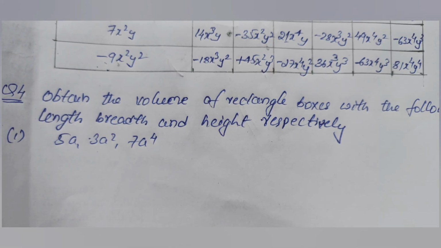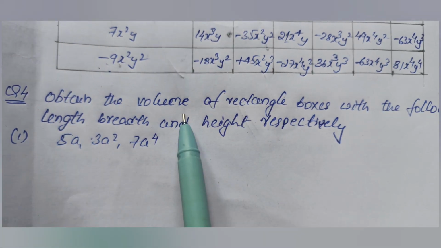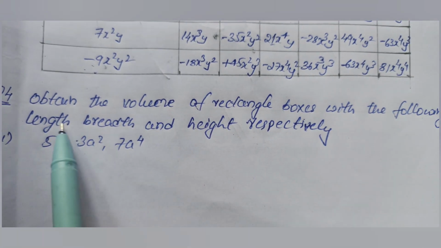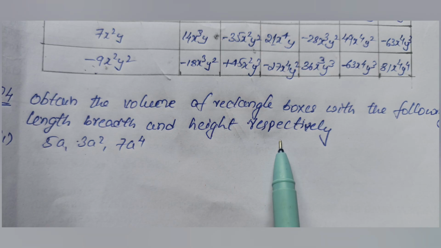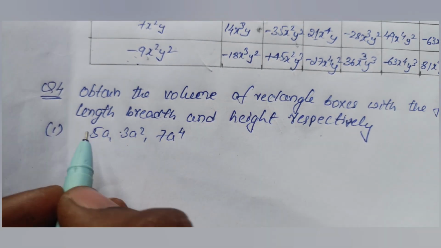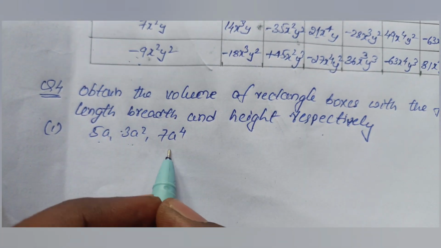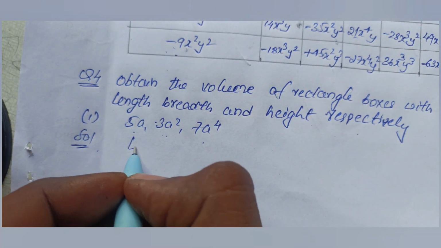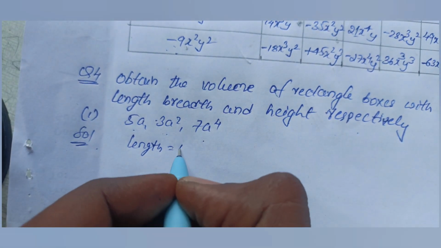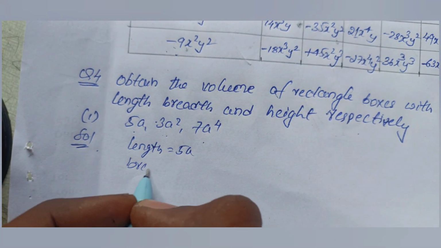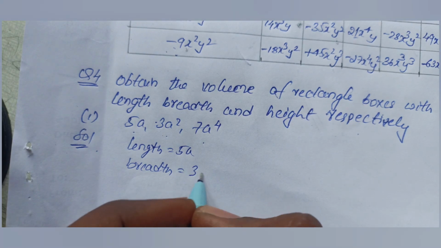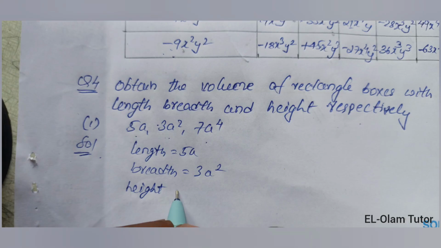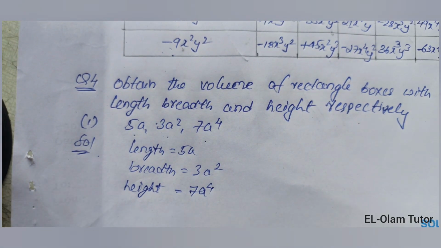Now question number 4. Obtain the volume of a rectangular box with the following length, breadth and height respectively. So we will see the first one. Here they have given length, breadth and height. So let's solve the problem. Here length is equal to 5a, breadth is equal to 3a square and height is equal to 7a raised to 4.